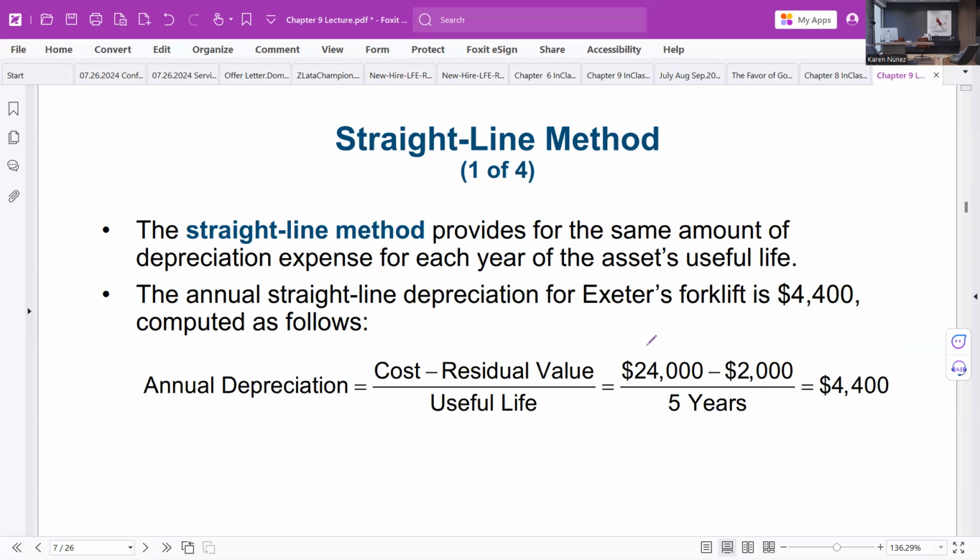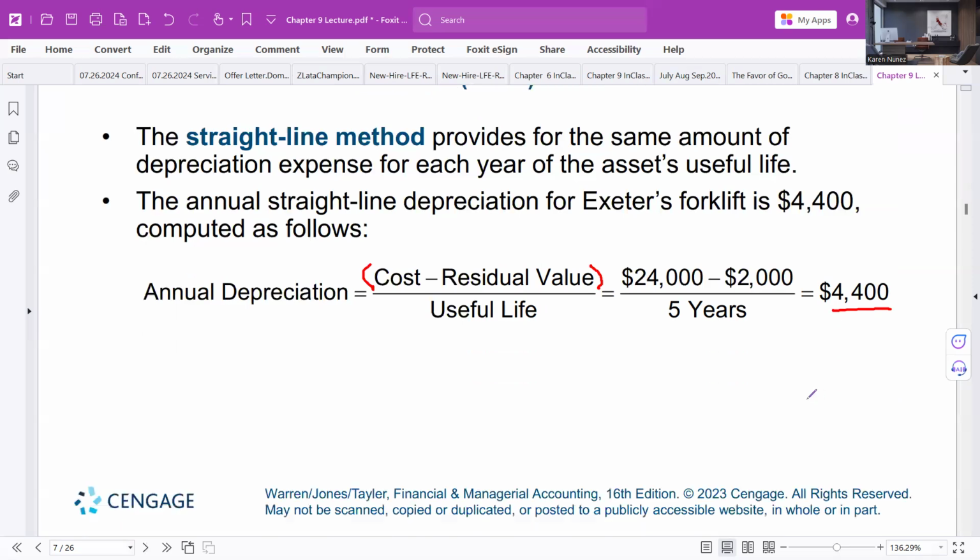In this case, if we have an asset that cost us $24,000 and it has a residual value of $2,000, then cost minus the residual value is the depreciable cost. This depreciable cost is spread over the useful life. The depreciable cost divided by the useful life gives us the annual depreciation expense for each year of the asset's life. So from years 1 through 5, we're going to recognize depreciation expense every year. It's a straight, fixed amount of $4,400.